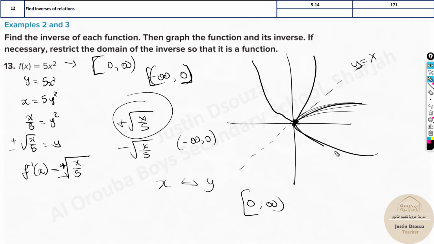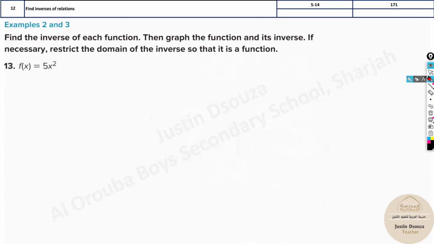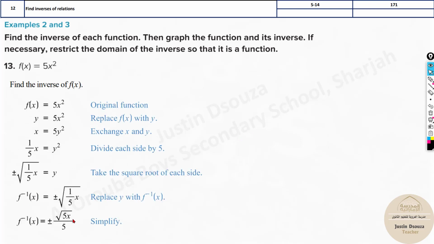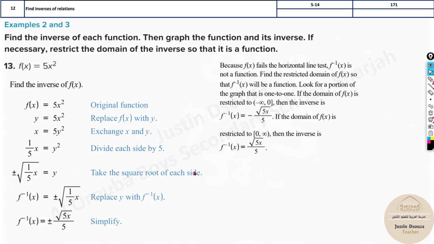Look over here, this part, my 0 comma minus infinity just goes from here, isn't it? But we always write the lower one like this, minus infinity. That's when it's minus. This is called restricted domain. Let's just look over here. You can see the answer we got was square root x by 5. It's the same thing. It's plus or minus.